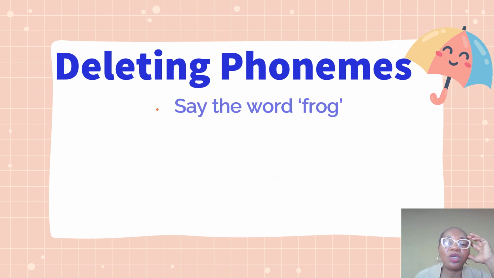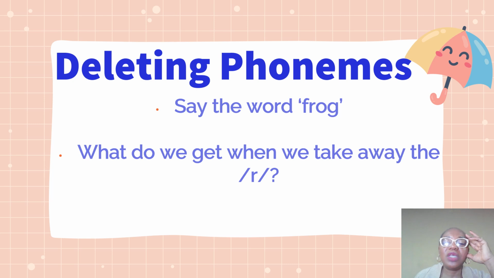Okay, deleting phonemes is the next one. So you have the word frog. What do we get when we take away the r in frog? You should be left with fog. The child should be able to tell you because once you remove that sound, the remaining three letters are there. The child should then be able to sound those three letters and come up with a word, even without looking at it.